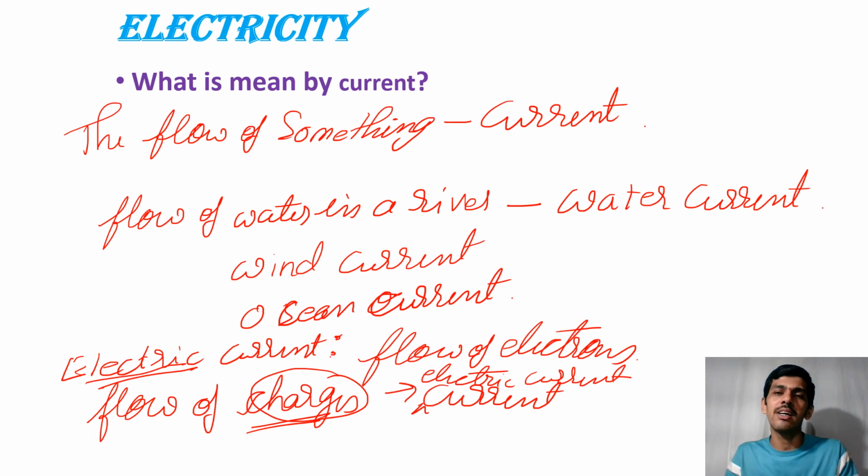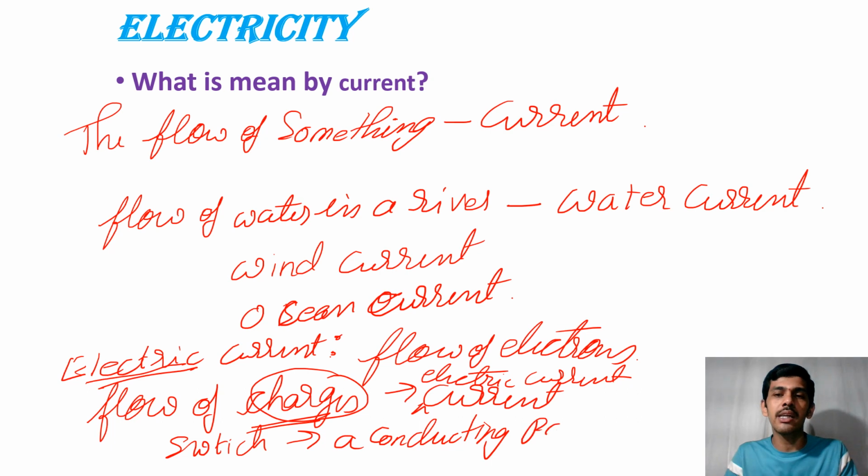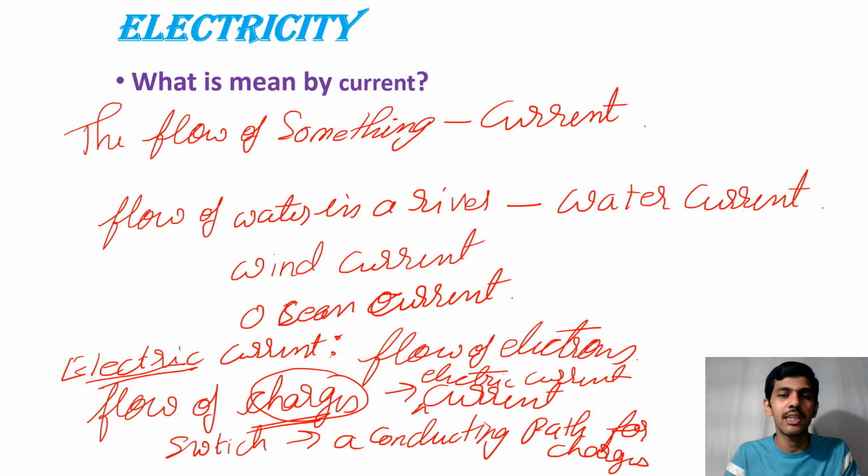We know that if there is a torch, and the bulb glows, then that means the switch is on. What does the switch do? The switch makes a continuous conducting path for the movement of charges. So now we know that electric current is the flow of charges.